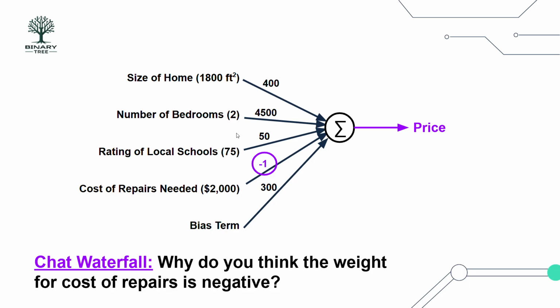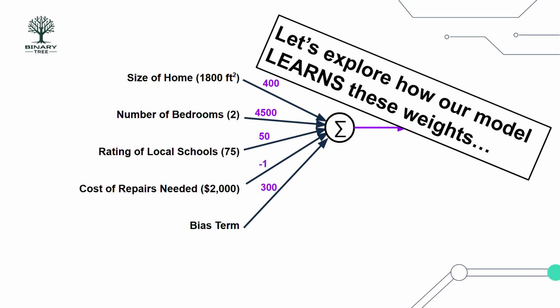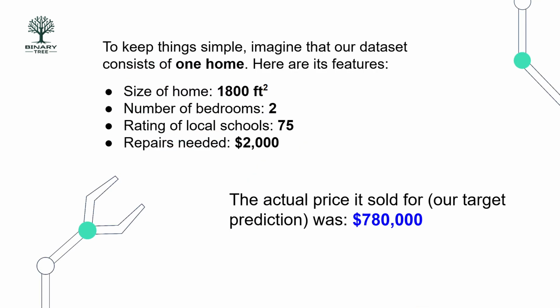Now, one question is, why do we think the weight of the cost of repairs needed is negative? It's because if there's cost needed to fix the house, then that should subtract from the total value of the house. Now, how are we actually getting all of these weights though? How did we figure out that cost of repairs needed should be negative? I did not tell the neural network that it should be negative, but it figured it out on its own.